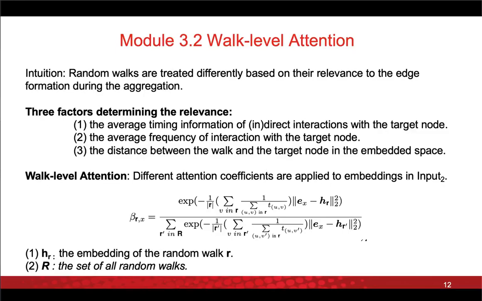To generate more informative aggregated embeddings, we introduce a walk level attention mechanism, which applies different attention coefficients to the input random walk embeddings. We think that walks which have more average, recent, and frequent interaction with the target node or are close to the target node in the embedding space should be assigned greater attention weights.